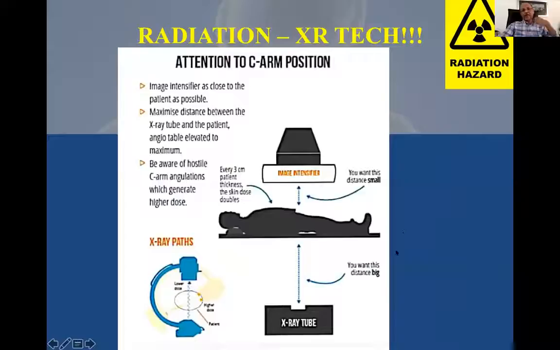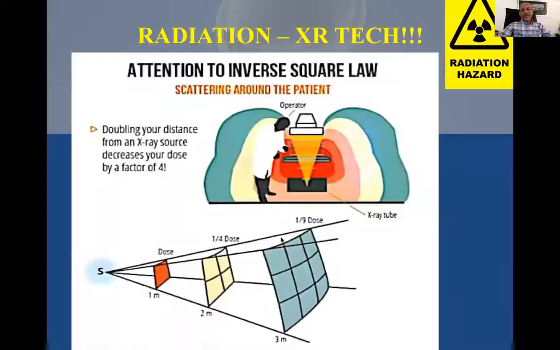So we do understand this inverse square law, which is scattering around the patient. If you stand about a meter away from the radiation, then the dose comes to 1. Whereas if you go down to 2 meters, it drops down by 1/4. And if you go down to 3 meters, it drops by 1/9. So actually, the radiation goes down inversely proportionally.